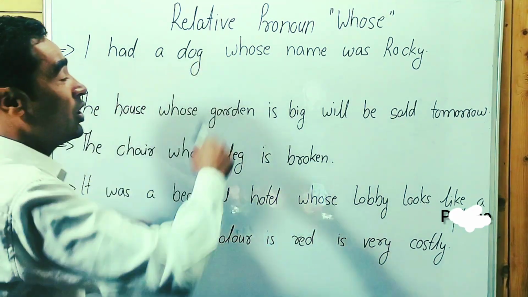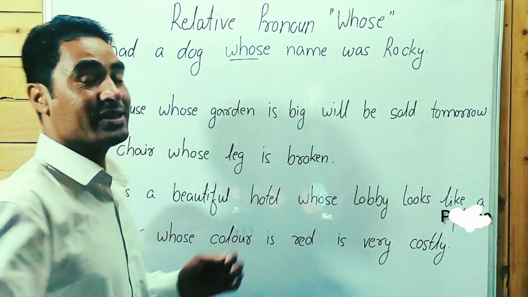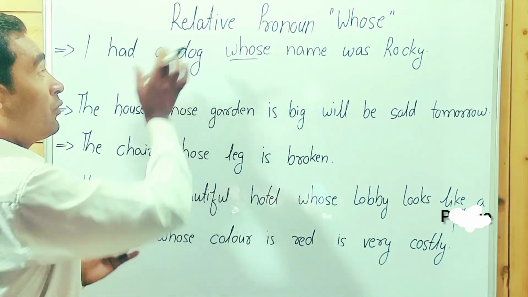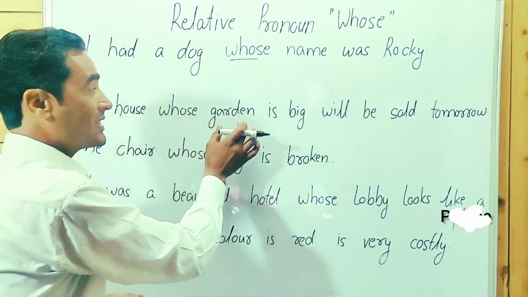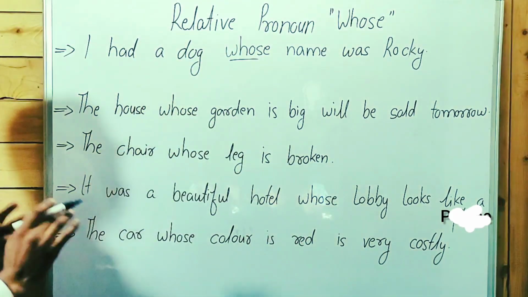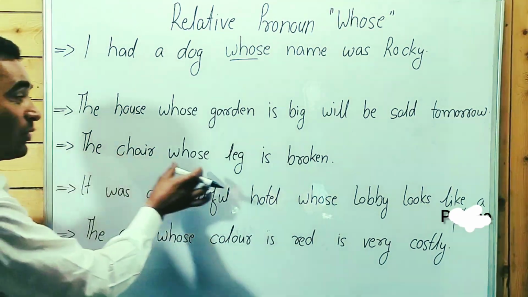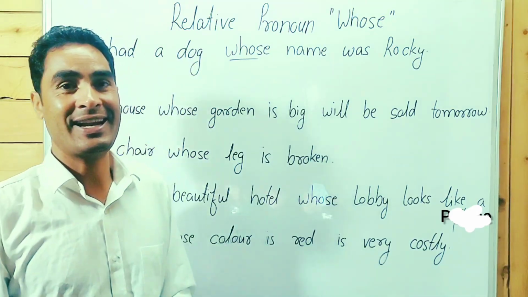I had a dog whose name was Rocky. Whose is not used as a relative pronoun for animals. That house whose garden is big will be sold tomorrow. This is also an incorrect sentence from an examination point of view. The chair whose leg is broken is also an incorrect sentence.